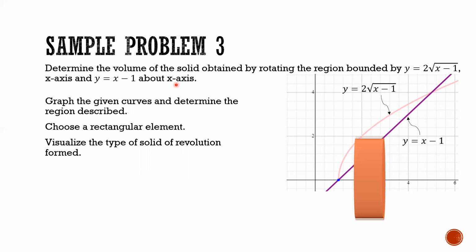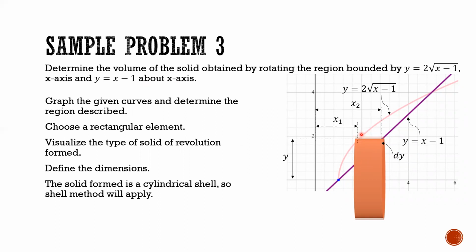That particular solid is a thin-walled cylinder or cylindrical shell. Let's define the dimensions. The y here would represent the radius, dy would represent the thickness, and the height would be represented by the difference of x2 and x1. Recall the volume of a cylindrical shell, that is V equals 2 pi RH times thickness. Therefore, dV is equal to 2 pi, the radius is represented by y, the height is x2 minus x1, and the thickness is dy.